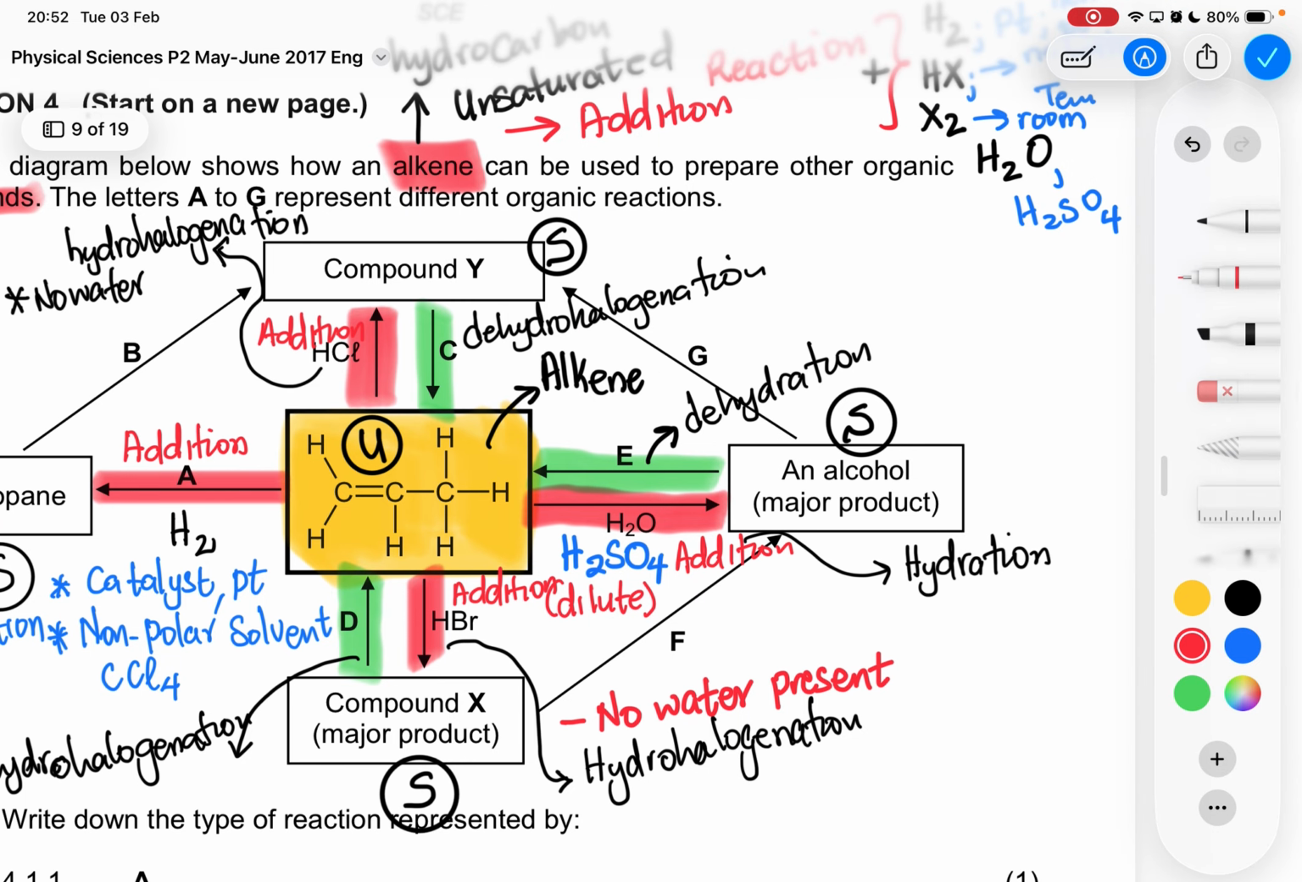Dehydration. What do we need for dehydration? Forgot about that. The reaction condition for dehydration. Remove water. That's not a reaction condition. What do we need in order to remove water? Yes, we need heat. All elimination and substitution requires heat.